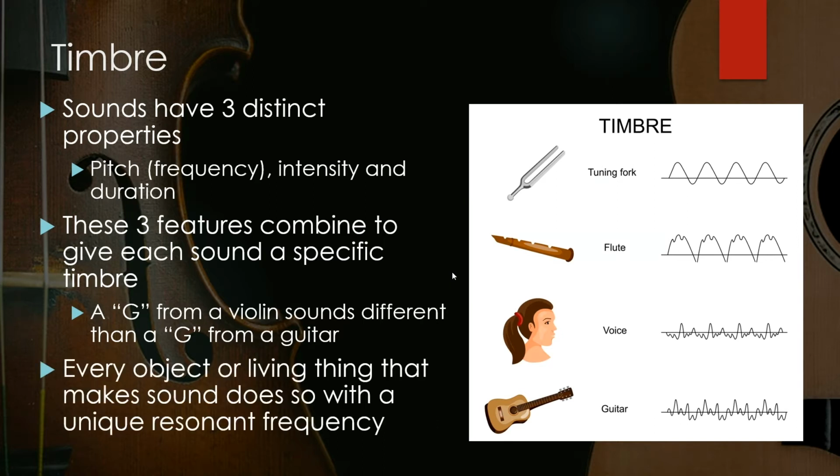Every object, every living thing, makes sounds with its own resonant frequency. When we talk, you can actually change the resonant frequency of your voice by changing the shape of your mouth, by moving where your tongue is, by making your mouth bigger or smaller. Those are what give your voice its identifying feature. You have your own timbre.